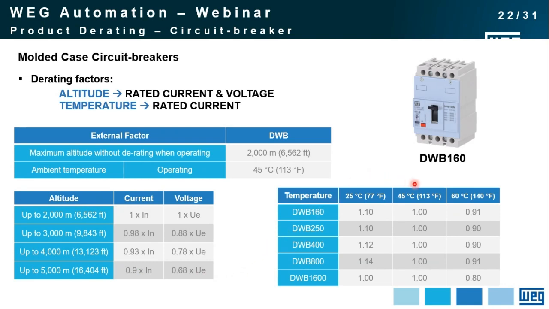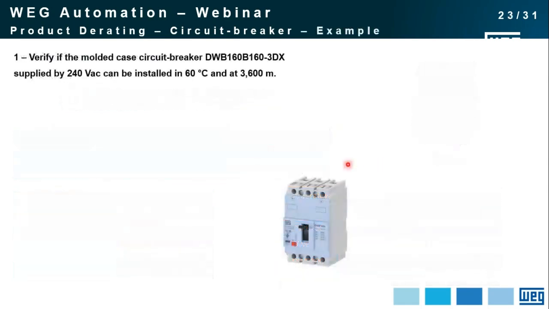And then for temperature, at 45 degrees Celsius, the factor obviously is 1. If you go up in temperature, you have a derating factor decreasing the total value of this circuit breaker. However, in lower temperatures, you can even have a boost in the rated current. But remember, you always have to consider the ambient temperature to make this sort of sizing. For more tables in terms of temperatures, you can check the product catalog.